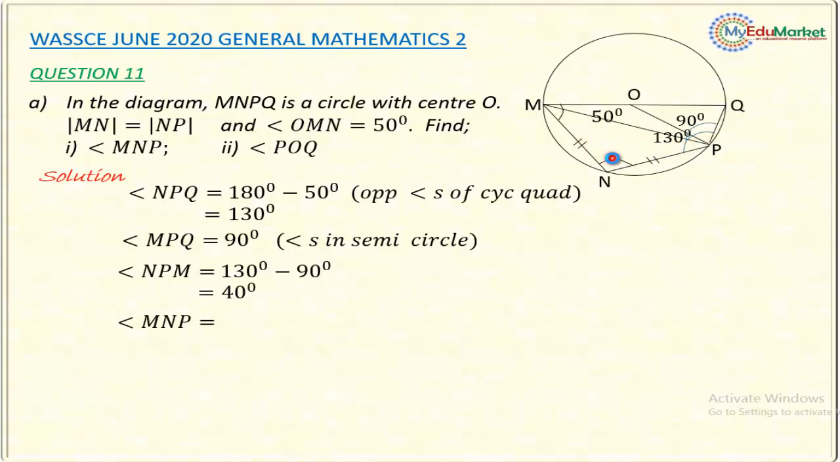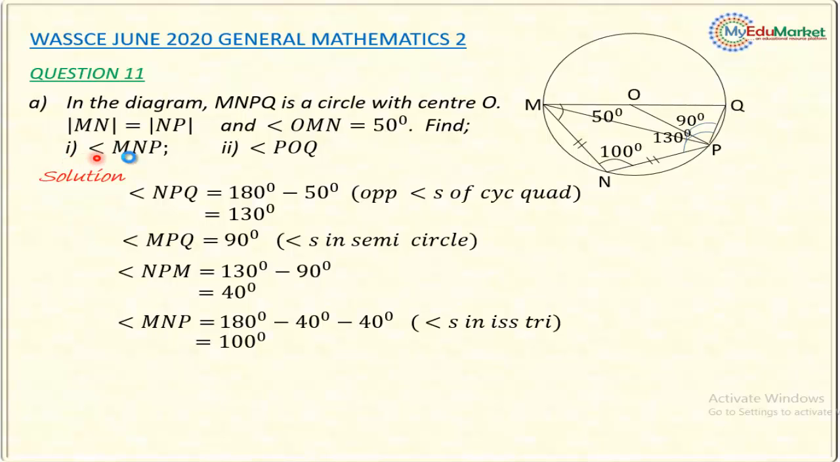So my MNP, the angle asked to find in Roman 1, is now going to be 180 minus this, which is 40, minus this, which is also 40. So subtracting two 40s from 180 will leave me with the third angle, the one asked to find, MNP. Subtracting 40 and 40 from 180, the result is going to be 100 degrees. So this angle MNP is now 100 degrees, and Roman 1 has now been answered.